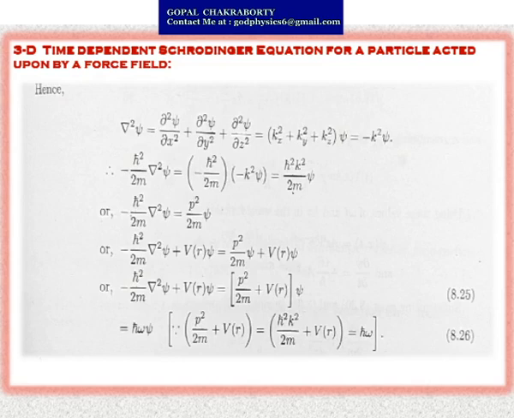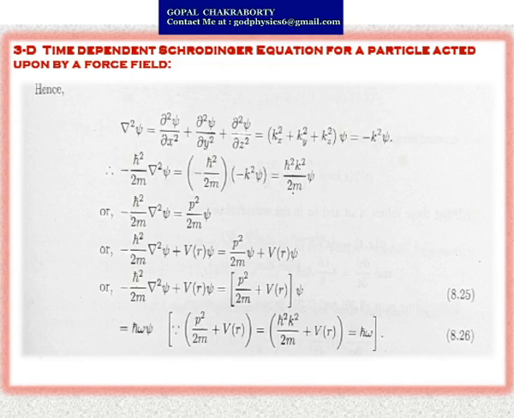Grad square psi equals, again, minus k square psi, where k square represents kx square plus ky square plus kz square. Again multiplying both sides by minus h cut square by 2m gives minus h cut square by 2m grad square psi equals p square by 2m of psi. Adding the potential to both sides gives minus h cut square by 2m grad square psi plus V psi equals p square by 2m psi plus V psi.